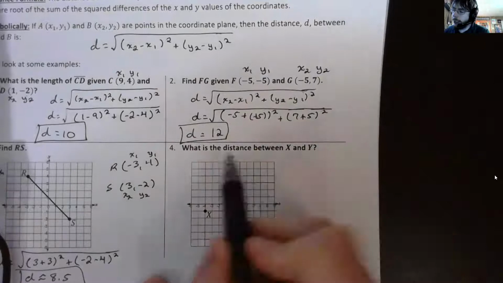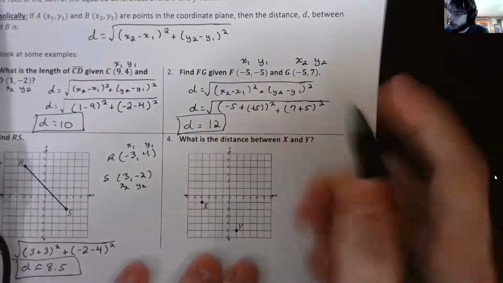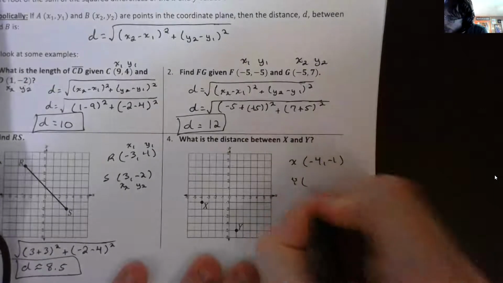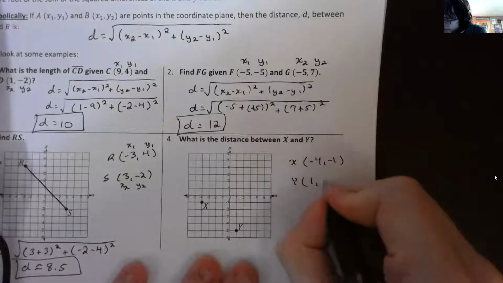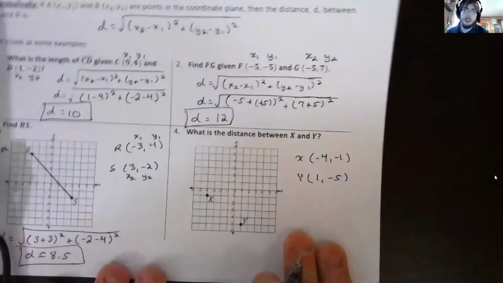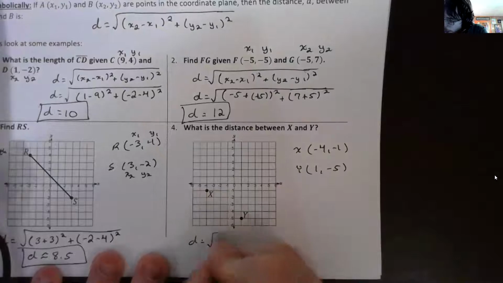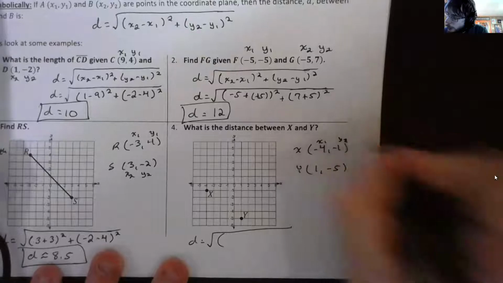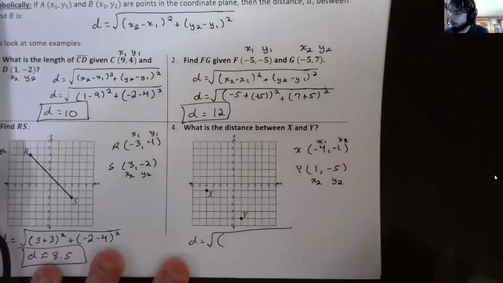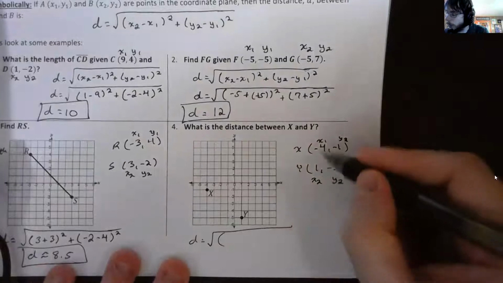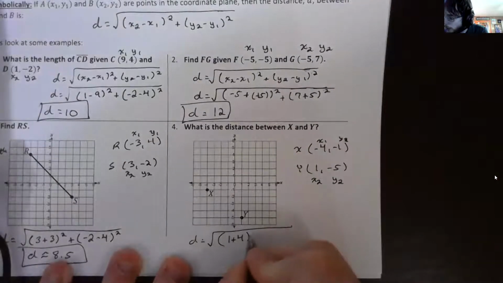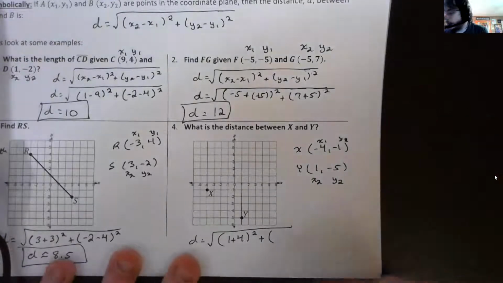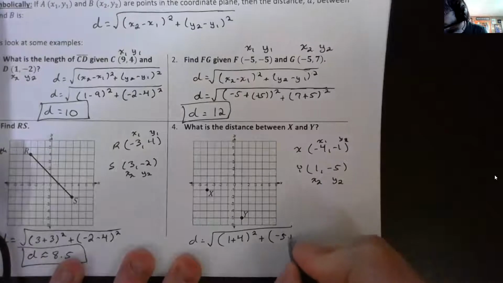Then number 4, what is the distance between X and Y? So X is at coordinates -4, -1, and Y is at coordinates 1, -5. So then we just plug it into our distance formula. So we have D equals the square root of X2 minus X1. So we have 1 minus -4, which is 1 plus 4 squared, plus Y2 minus Y1, which is -5 plus 1 squared.